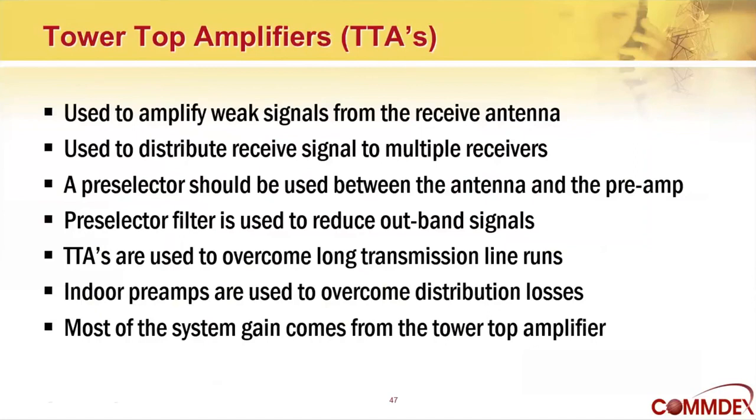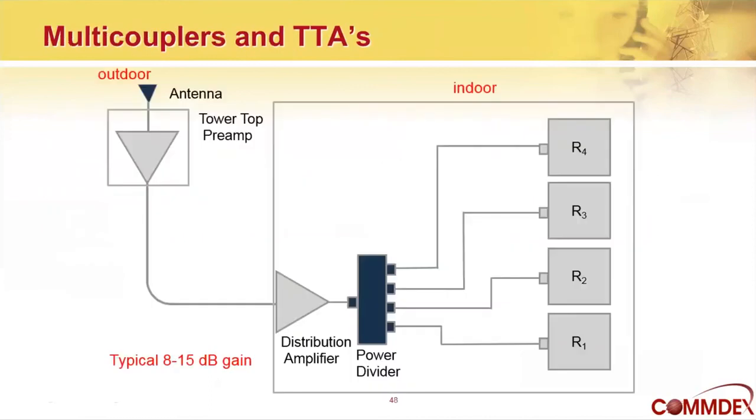The indoor part, there's another preamp on the indoor portion. Its job is to amplify the signal to overcome the distribution loss, because you will be splitting the signal out to 4 or 8 or 16 or 32 different receivers, so you got to overcome those losses. But most of the system gain actually comes from the tower top amplifier itself. And we'll see how this works.